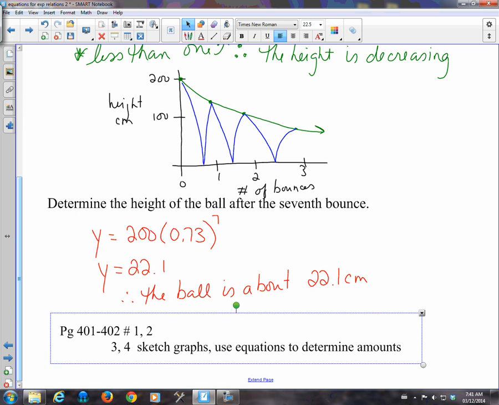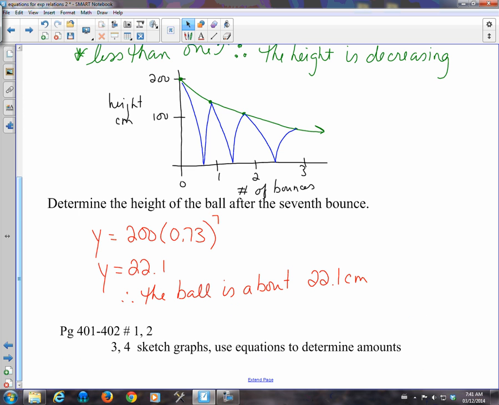All right, so that is word problems and writing equations. You're going to try to do those questions, and we have one more lesson in this unit.